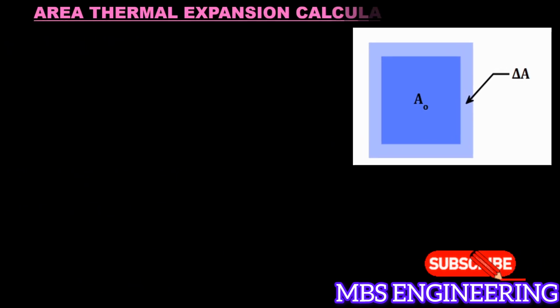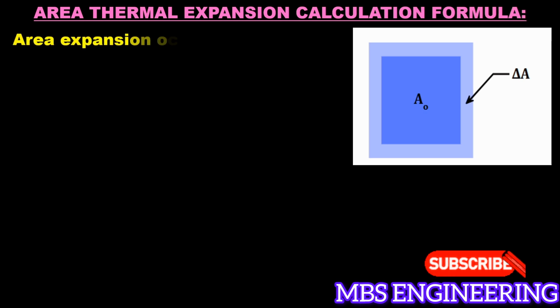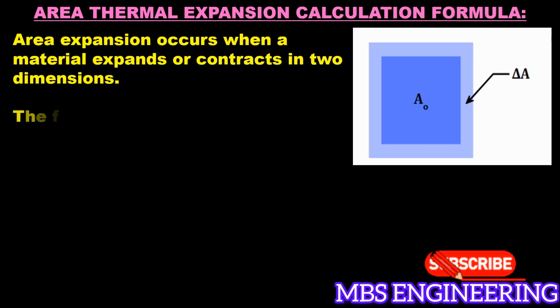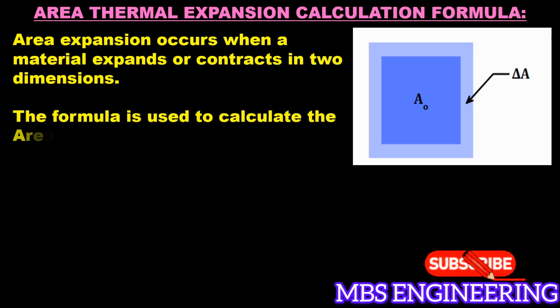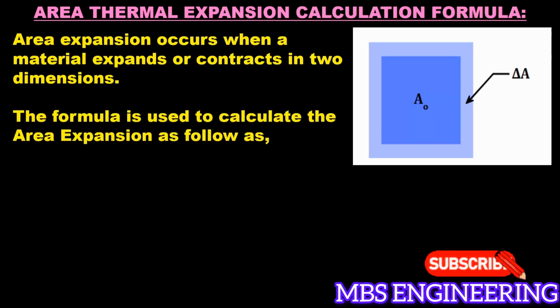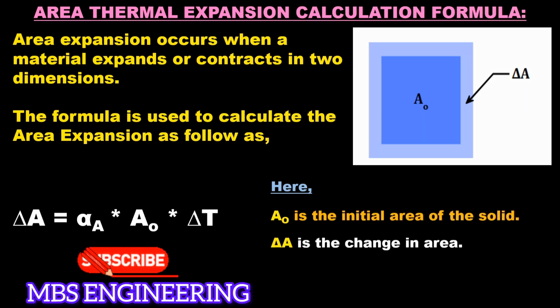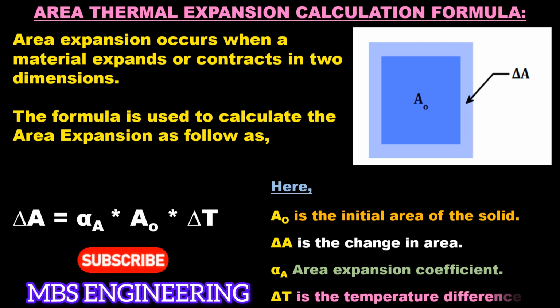Next, we will learn and understand the formula for the area thermal expansion. Area expansion occurs when a material expands or contracts in two dimensions. The formula used to calculate the area expansion is as follows. Delta A is equal to alpha A into A0 into delta T. Here, A0 is the initial area of the solid. Delta A is the change in area. Alpha A is the area expansion coefficient. Delta T is the temperature difference.